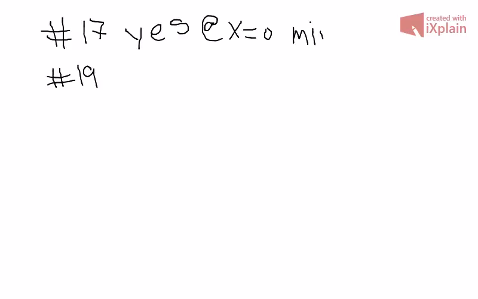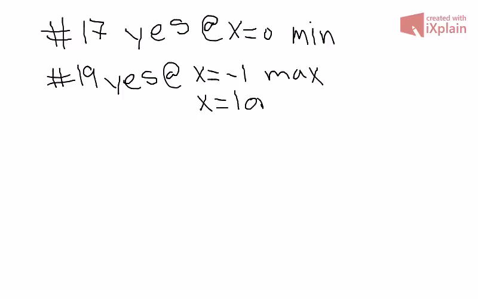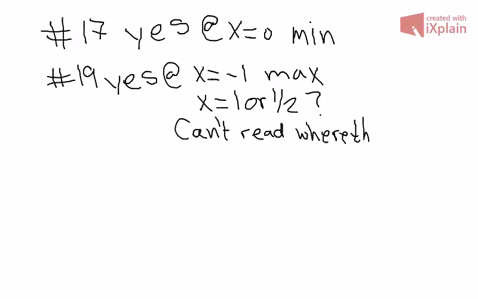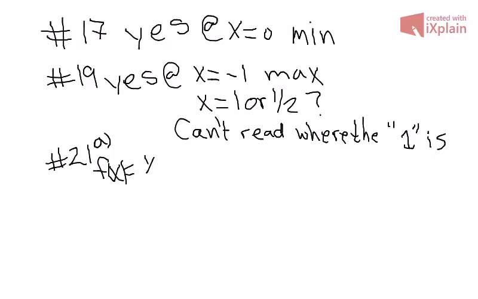Alright, so we have number 17 here, and number 19. So basically what we're asked here is to see if we can find a critical point, if it has a maximum or a minimum. So we look, and number 17, it does, it's at x equals 0, obviously, and that's a minimum, and we can see that pretty clearly from the graph.